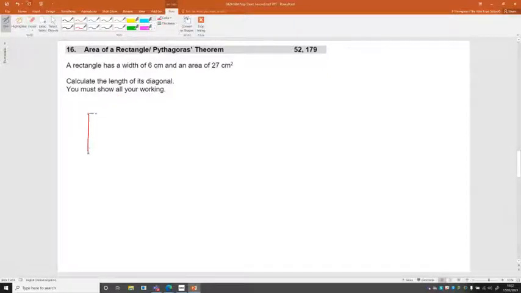I need a picture. So it's got a width of 6 and an area of 27 cm squared. Find the length of its diagonal. Okay, remember, a diagonal of a shape is the line that goes from corner to corner. I'll do that in green, is it?